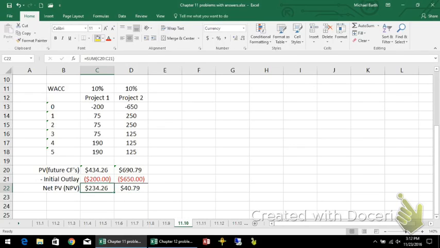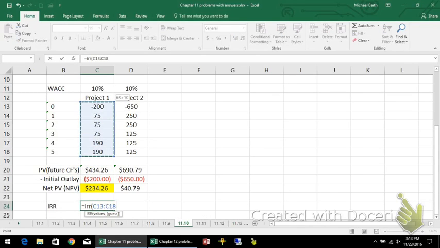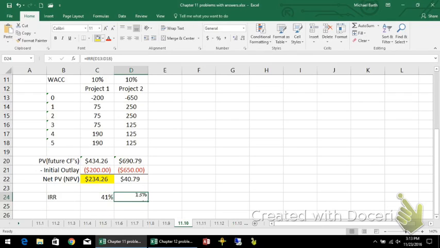So there's your basic no-brainer. If they're mutually exclusive, as long as the net present value, the NPV, is positive, I want to choose Project 1 because it's got the higher NPV. If we were using the IRR, which a lot of people love IRR because it's so easy to understand, the IRR is giving me the same answer. You're earning 41% on Project 1 and only 13% on Project 2.